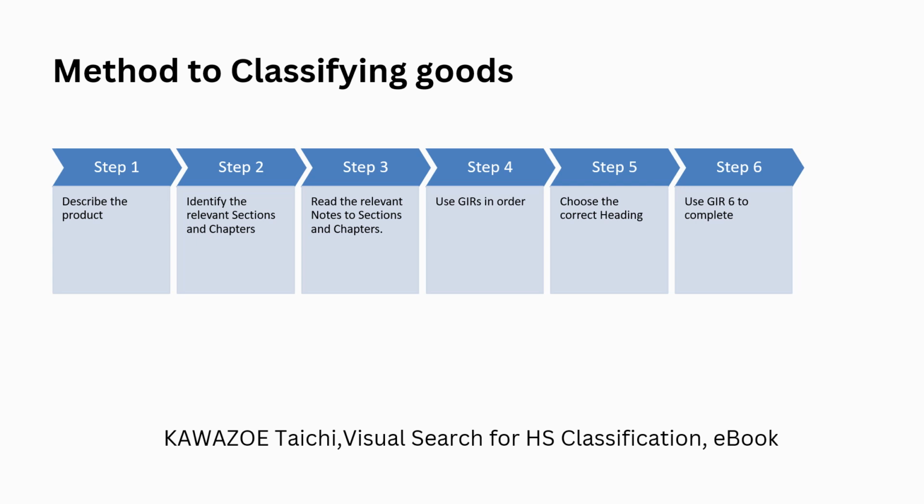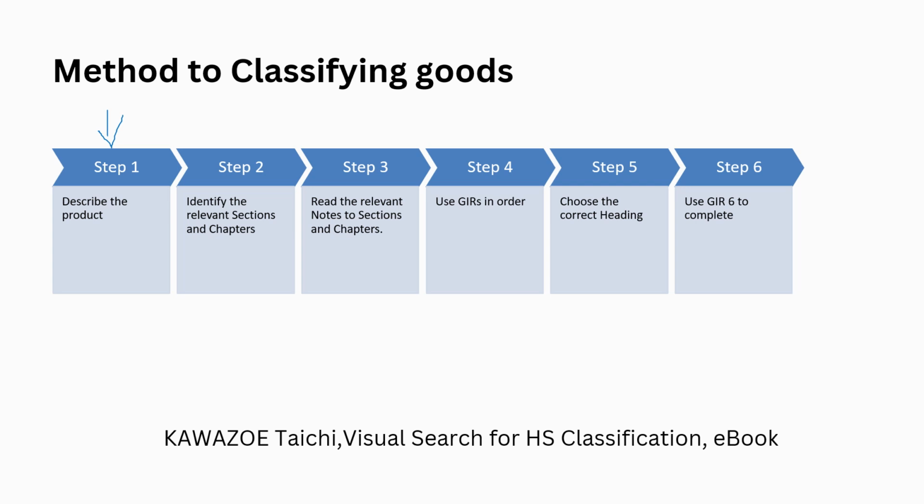The first one will be to describe your good. Yeah, describe your good. What we did last class, right? What is this good? What is its essential use? Is there some gender use? What is the material? What is the essential character of this good? You have to know exactly what you're classifying.